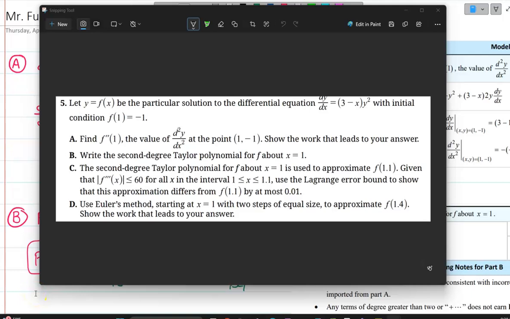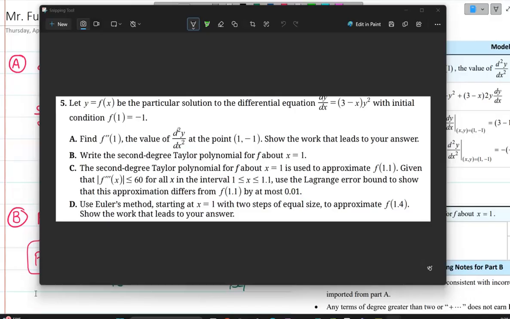Hello everyone, and this is going to be question number 5 from the 2025 AP Calculus BC exam. This is a differential equation question, but you will notice that there's a couple sneaky things thrown in here. In particular, a Taylor polynomial, which we've just covered.